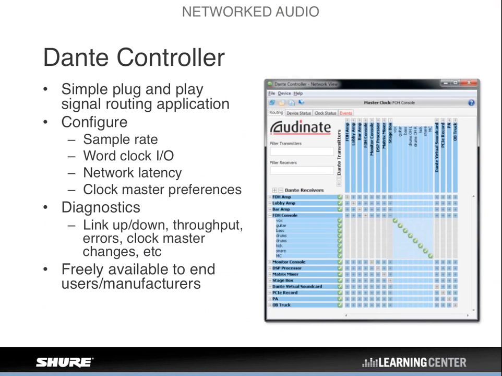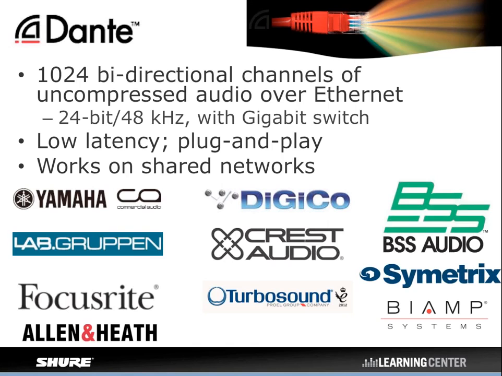And that routing is actually done, I'm just going to skip ahead here, in the Dante Controller software for using a Dante enabled device, right? So the little checkboxes represent an audio path that's been made from a mic output to a channel on a mixer, or from a mixer output to an amplifier, or whatever it happens to be. It's all done in software.